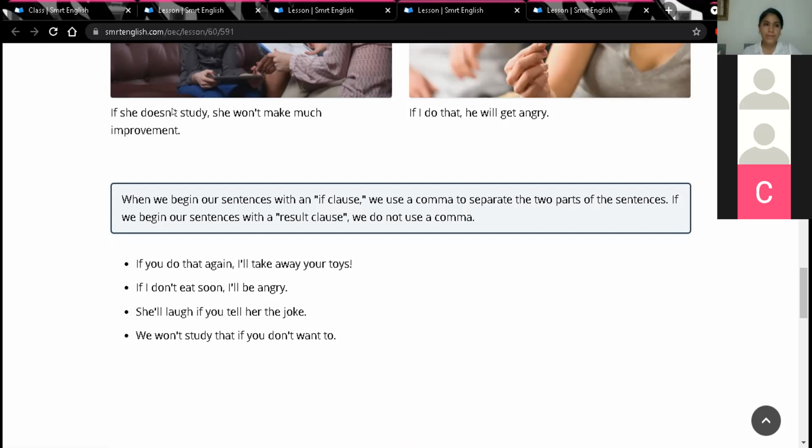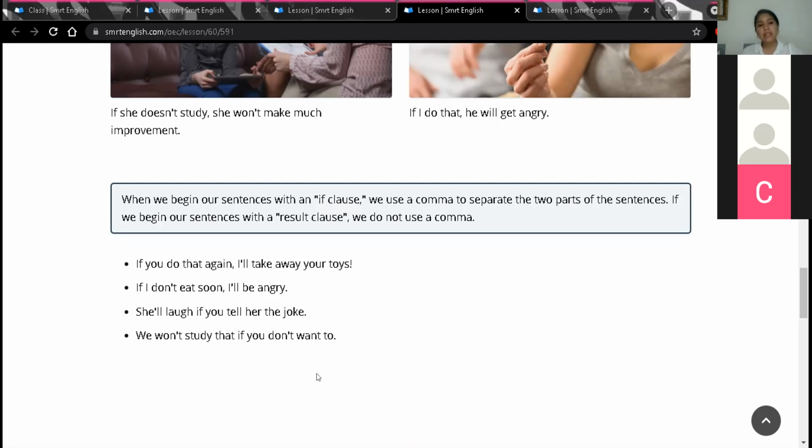Yeah, sorry, I put the mute. If you do that, I'll take away your toys. If you don't eat soon, I'll be angry. She'll laugh if you tell her a joke. We won't study that if you don't want to.